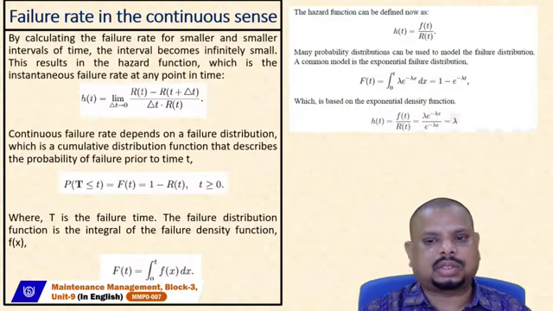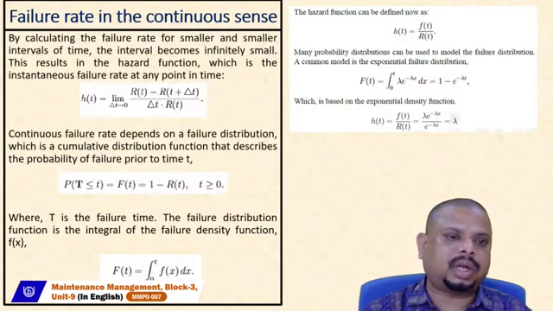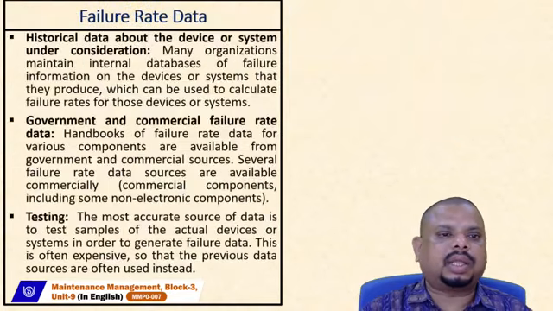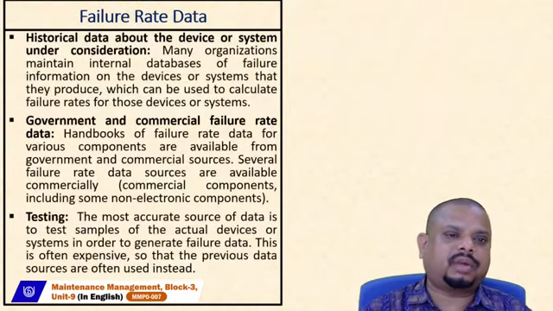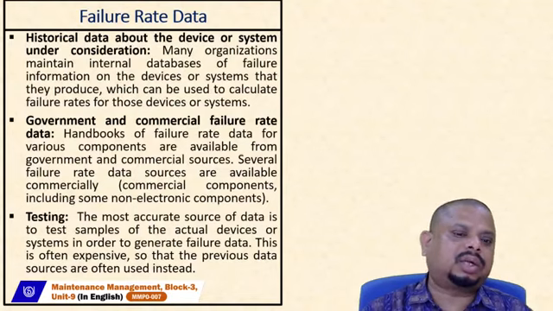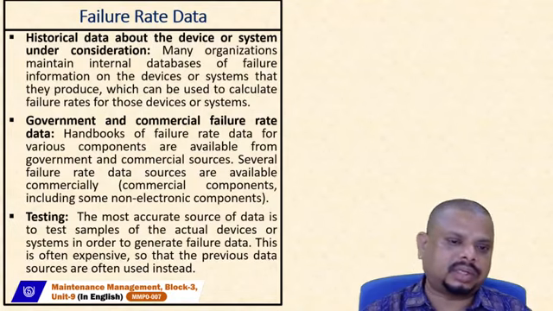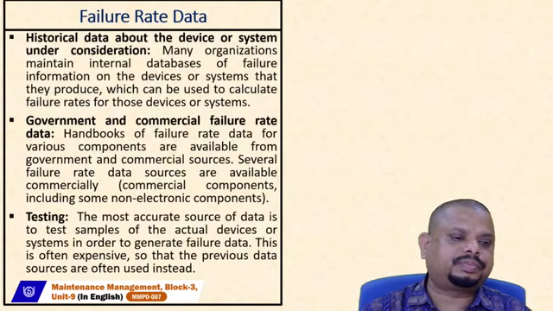So the exponential density function is equal to lambda, and lambda is none other than the failure rate. Then we have to understand the different failure rate data with the help of historical data about the devices or the system under consideration. Government and commercial agencies provide the failure rate data with the help of handbooks.